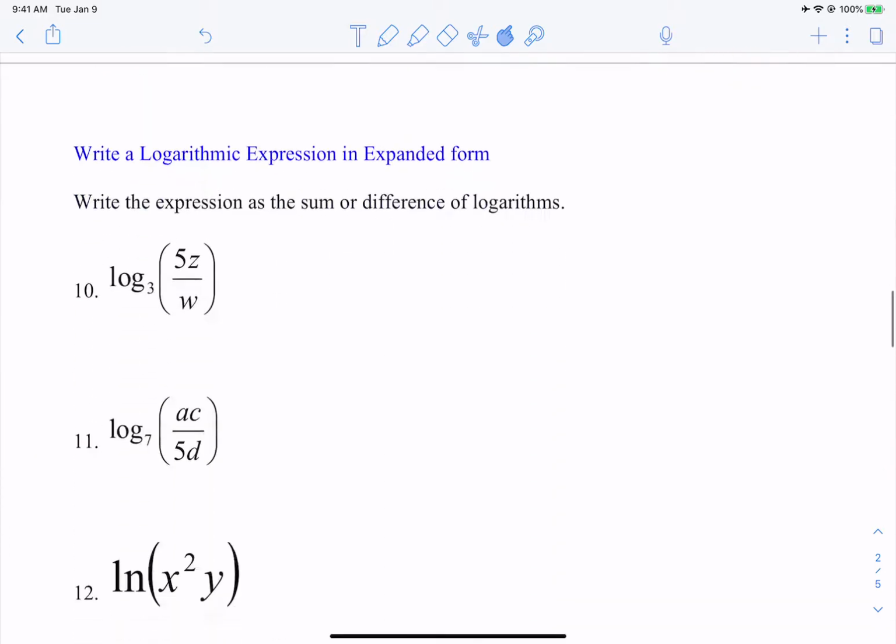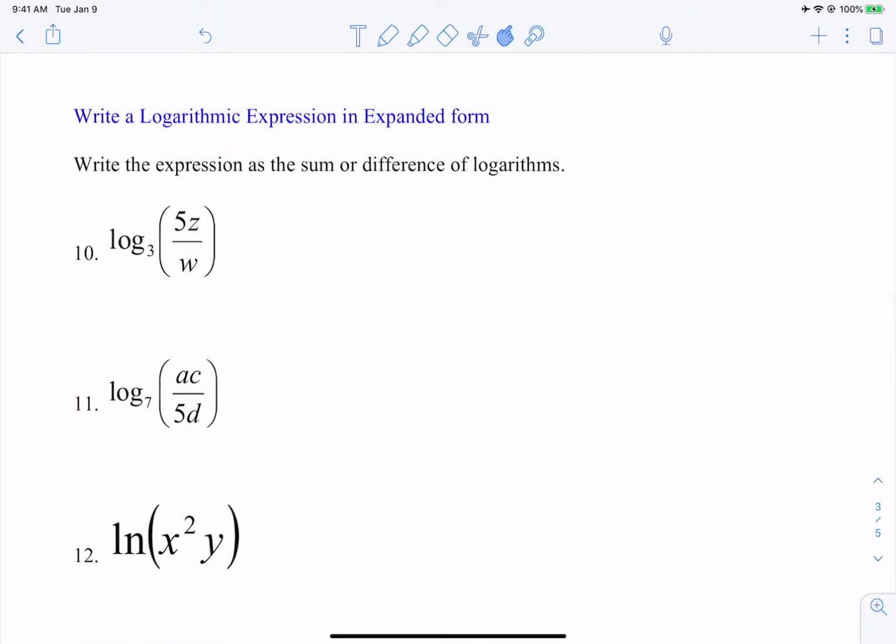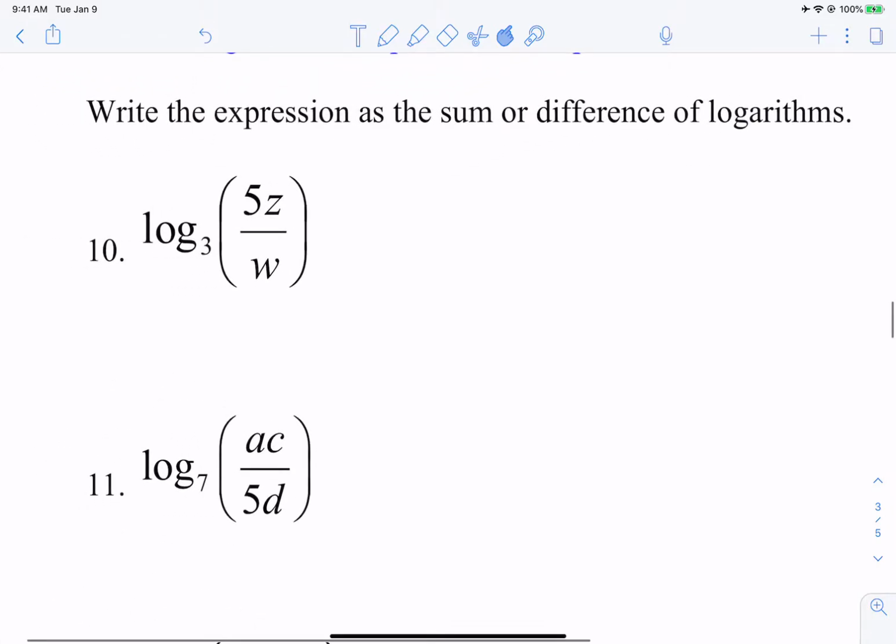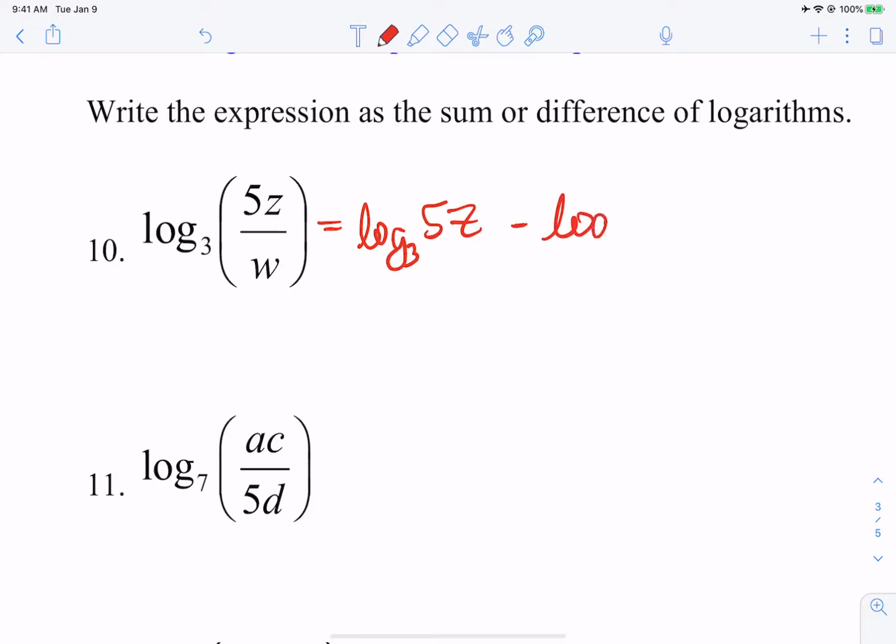Okay, let's keep going. It says to write the expression as a sum and difference of logs. So now they're all mixed up, and we're going to use all the different properties. We're going to use the product, the quotient, and the power rule. Okay. So the first thing, when I see a fraction, you're going to split it apart. So it's the log of the top minus the log of the bottom. And since it started out to be a log base 3, keep using that log base 3 throughout the problem.